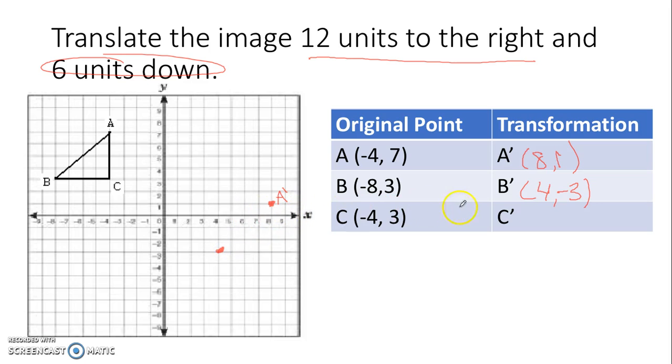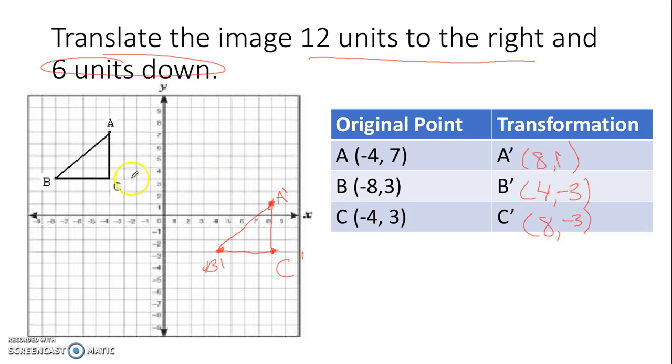Okay, and then last one, we're going to do C. So we have -4, once again, plus 12, which is positive 8. And then we want to do 3 minus 6. So 3 minus 6 is -3. So we have (8, -3), so 8, and then -3. Oops, and I forgot to label B prime and C prime. Now connect our dots.